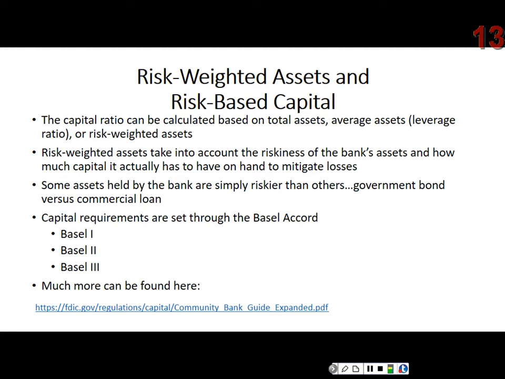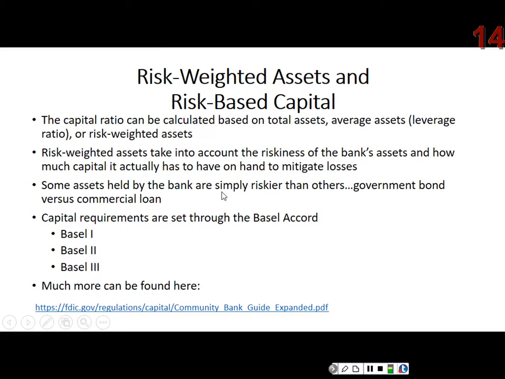So as we're looking at this, a term that you see and hear a lot when you're talking about capital is what's called risk-weighted assets and risk-based capital. And again, this is not going to be a huge portion of your test, so I'm going to go through it pretty quickly, but I at least want you to understand what it's talking about. Now, as it says in the first bullet point here, the capital ratio can be calculated based on total assets, average assets, or risk-weighted assets. And risk-weighted assets take into account the riskiness of the bank's assets and how much capital it actually has to have on hand to mitigate losses.